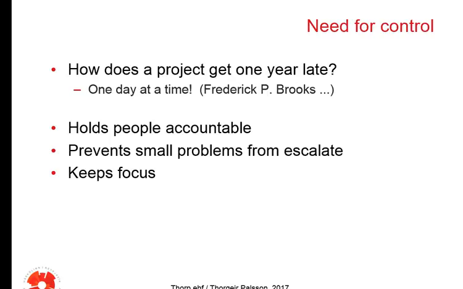I don't know. Anyway. The need for control. How does a project get 1 year late? Well, it doesn't happen quickly or overnight. It happens 1 day at a time. You start missing out, you start running late, and then it accumulates, and it's like a snowball thing. The snowball gets bigger and bigger, and suddenly you're facing a huge problem, which is that you're 1 year late. Now, the need for control is obvious, and having control is necessary to hold people accountable.